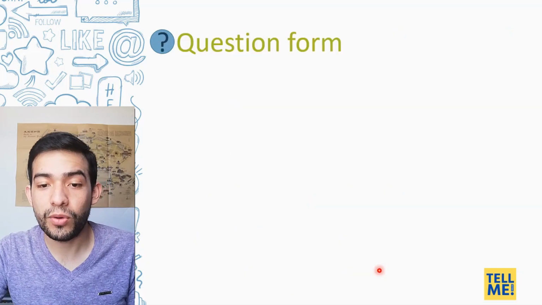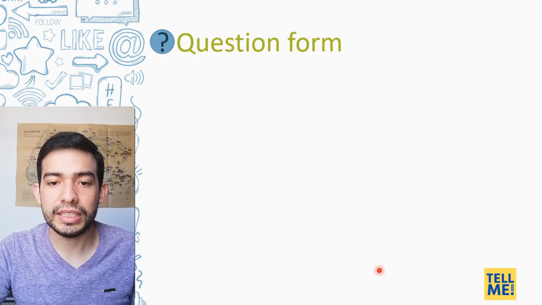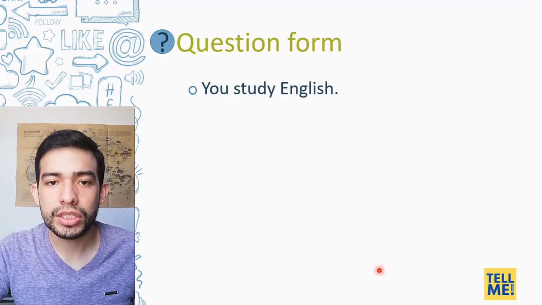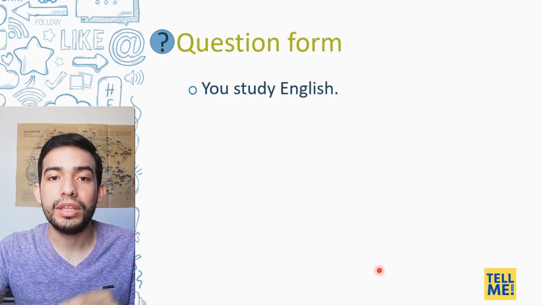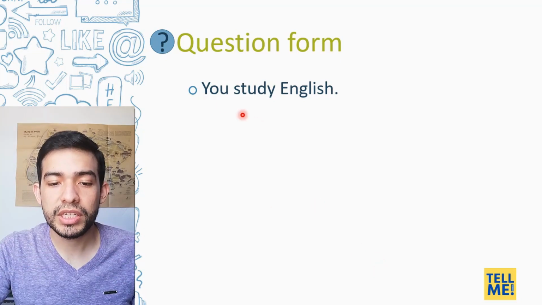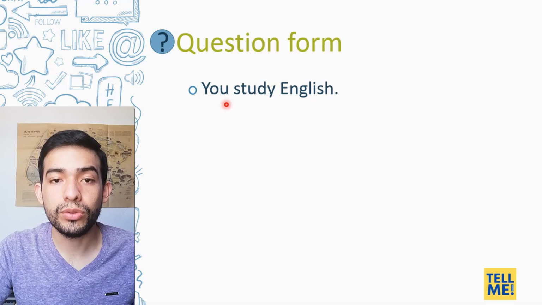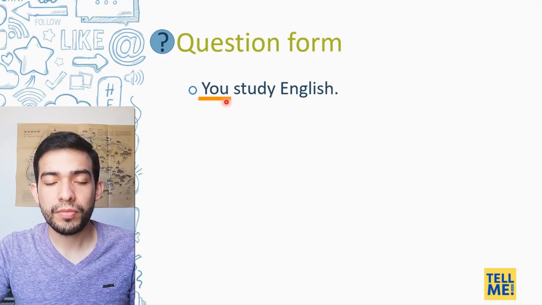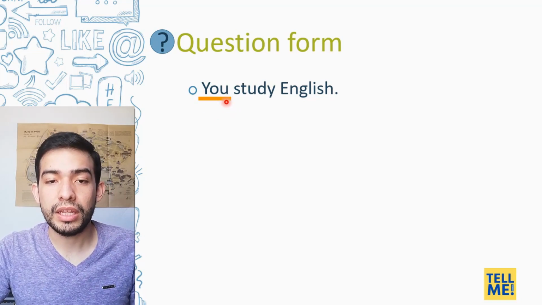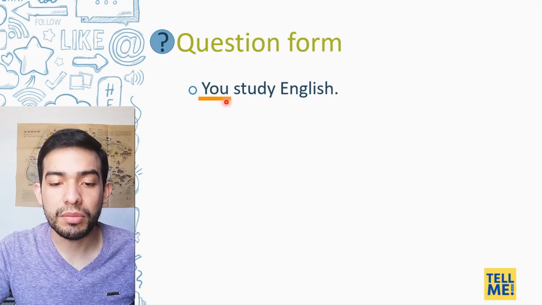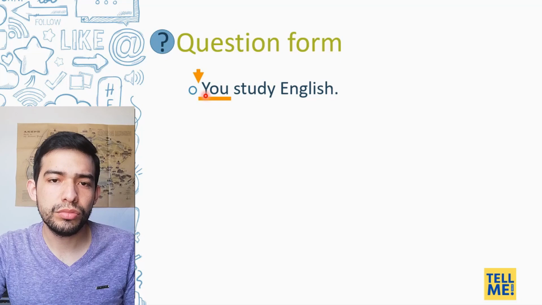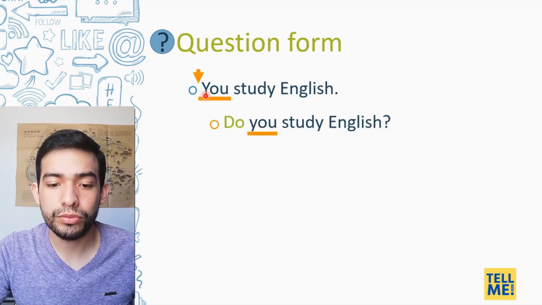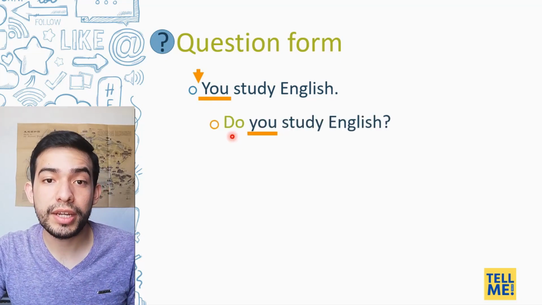Now, the question form. Let's use the same sentences. You study English. Here, we don't care about the verb, okay? We care about the subject. So where is the subject? It is here, right? You. So we know that we have to put it behind the subject. So right here. Now, for you, do we use do or does? Do, right? So it is, do you study English?